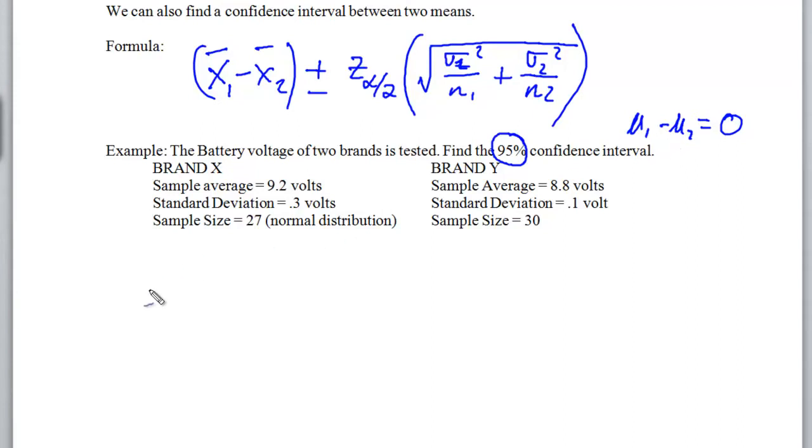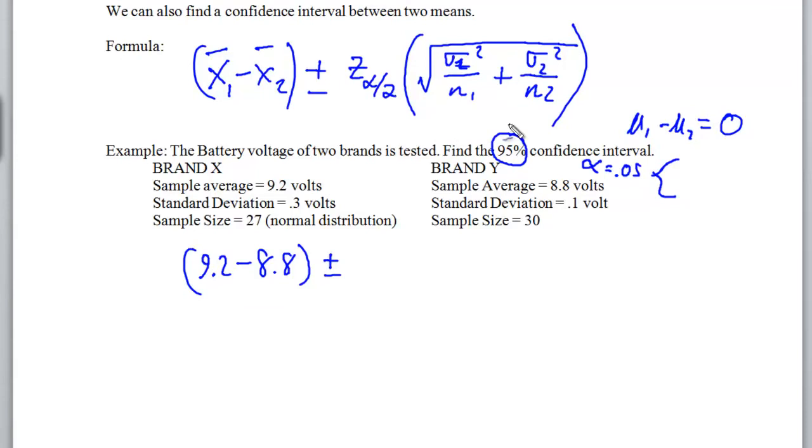All right, so here we go. The formula for the problem is written above, and we have these two brands of batteries. So we subtract our averages of the two batteries. It doesn't matter which way we do it. And then we're going to add and subtract from that this z-score right here. And the z-score, since we're looking at an alpha of 0.05, since we want a 95% confidence interval, we have to look at the two values that split alpha in half.